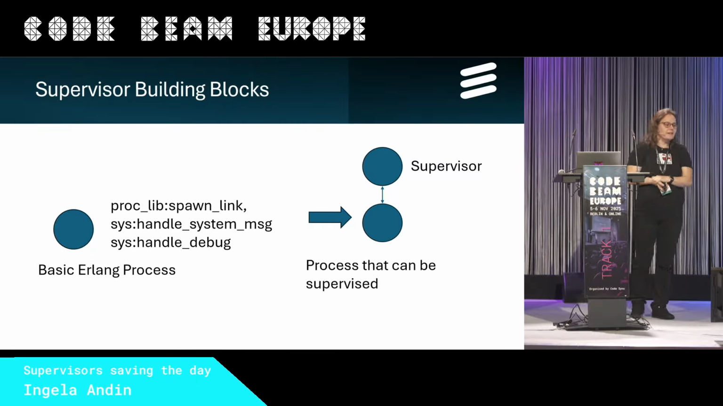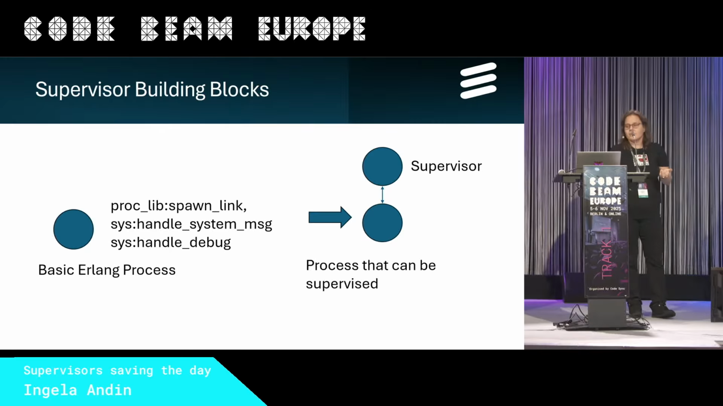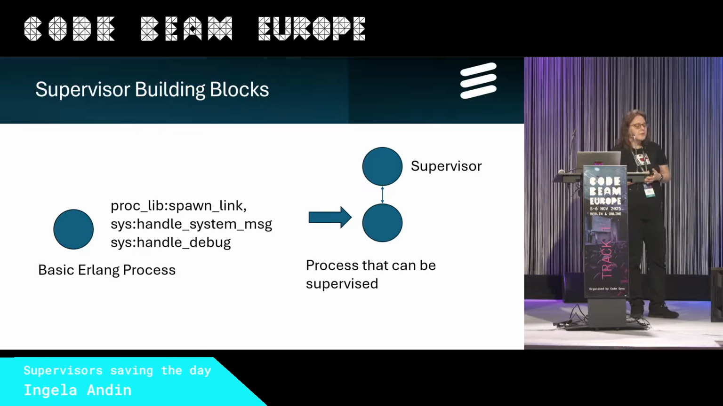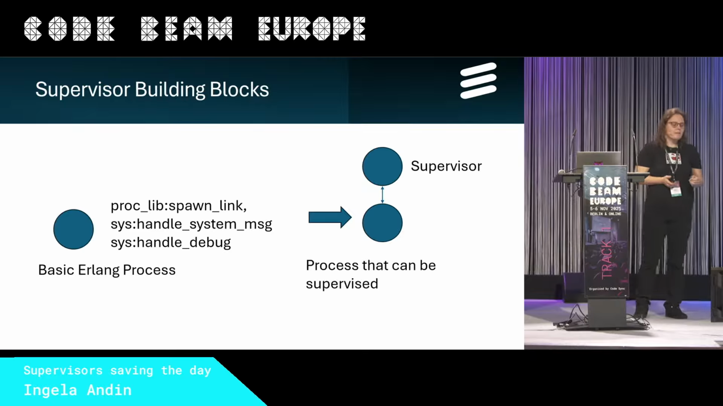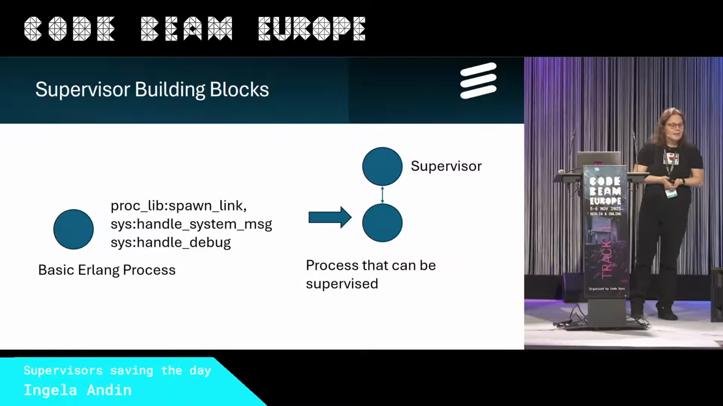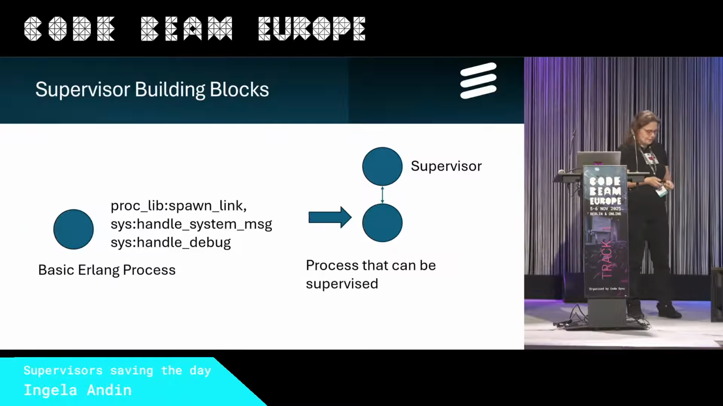So how do we make a basic Erlang process become supervisable? Well, it needs to adhere to some basic concepts. So, for instance, you need to start your process by using the proc_lib library with the spawn link function there. And you also need to handle some system messages and system debug messages using the sys module. And preferably, you want your process to not do blocking things. And now they can be supervised.